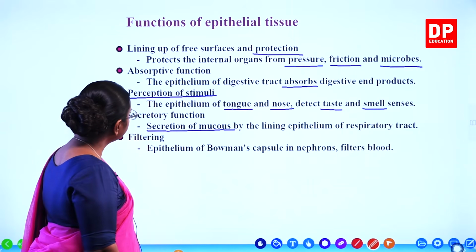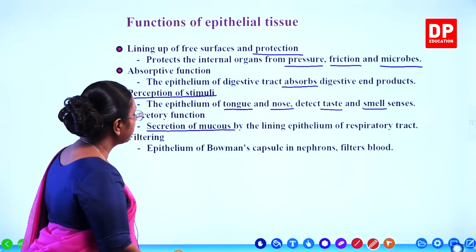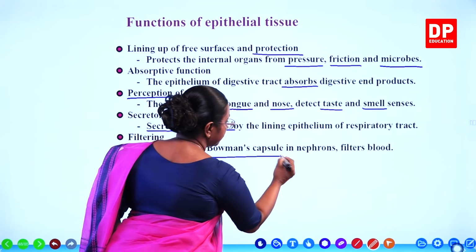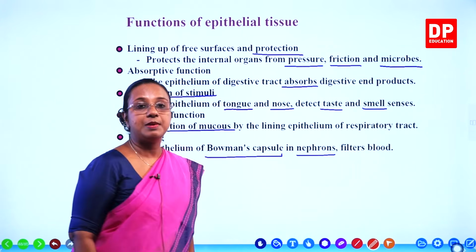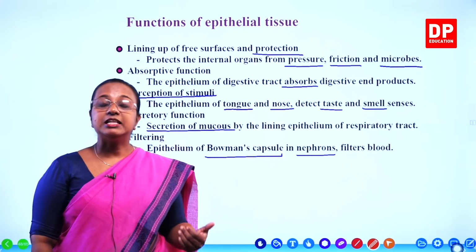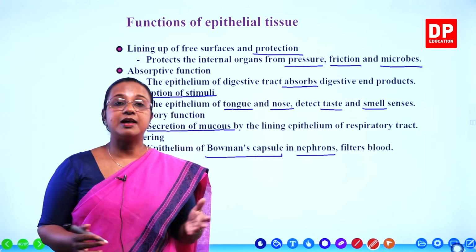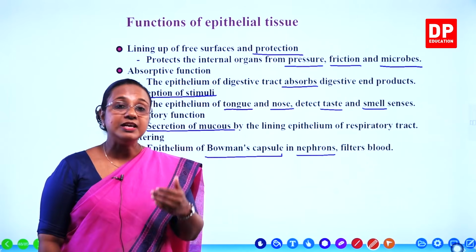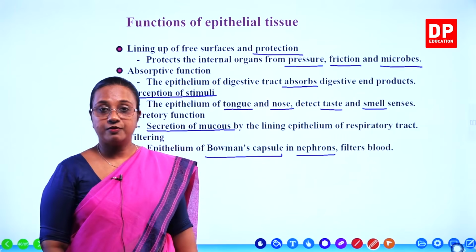Then we have the filtering function of epithelium. The epithelium of Bowman's capsule in nephrons filters blood. If you take the excretory system, in the excretory system there are kidneys, and within the kidney there are structures called the nephrons.